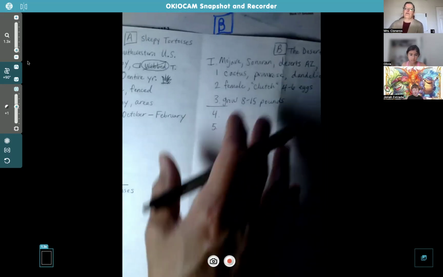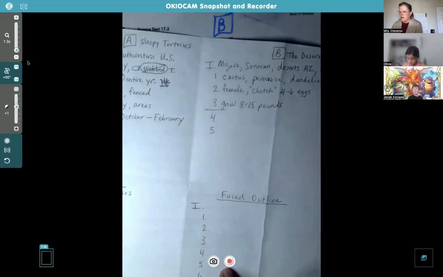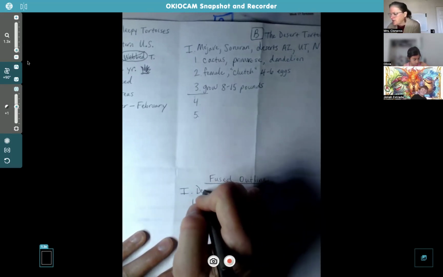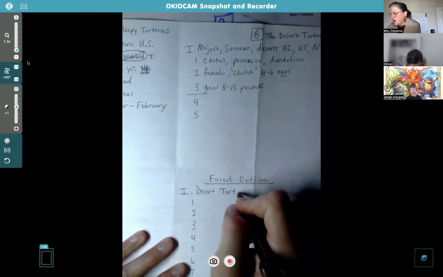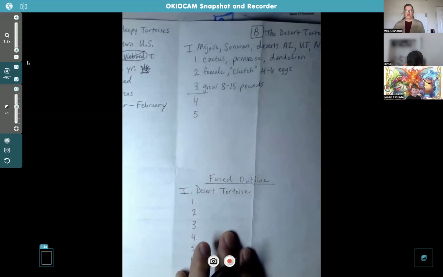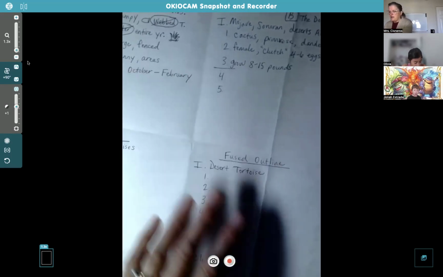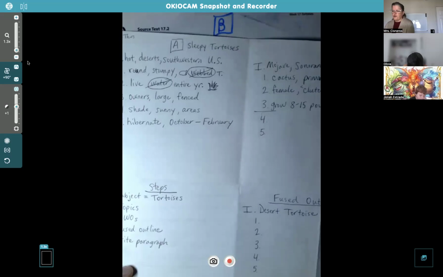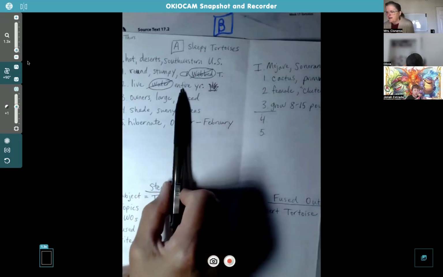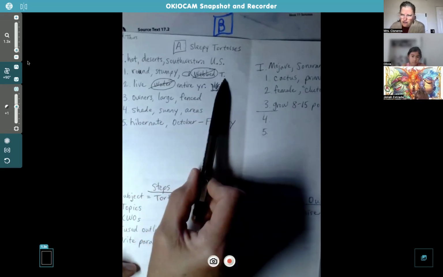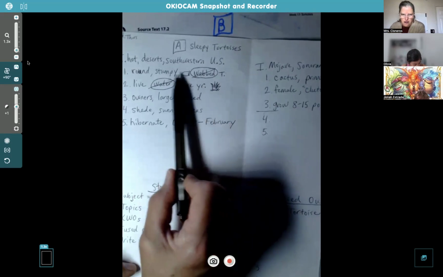Now we're going to combine some of these facts from both here. So let's put desert tortoise. That's what our topic is in this paper. And now what we're going to do is decide what facts from each of A and B that we're going to combine down here on the fused. So I'm going to look up here on A. There's this part where it talks about the round, stumpy feet and not webbed like a turtle. I like that one. So for me, I'm going to pick that one.